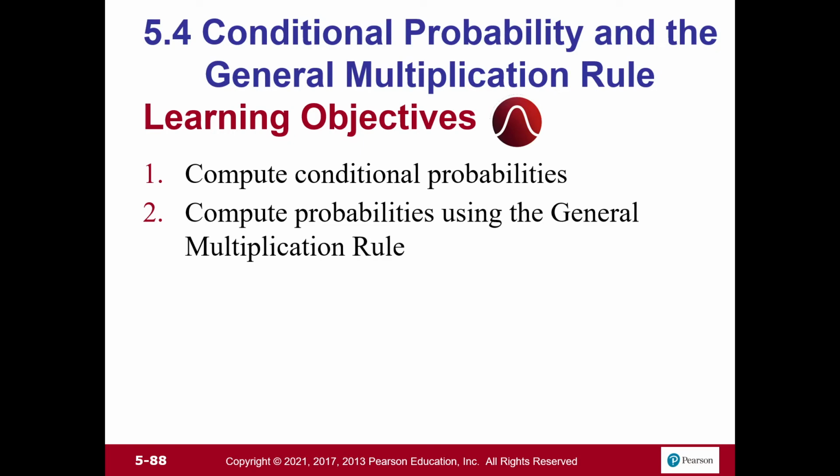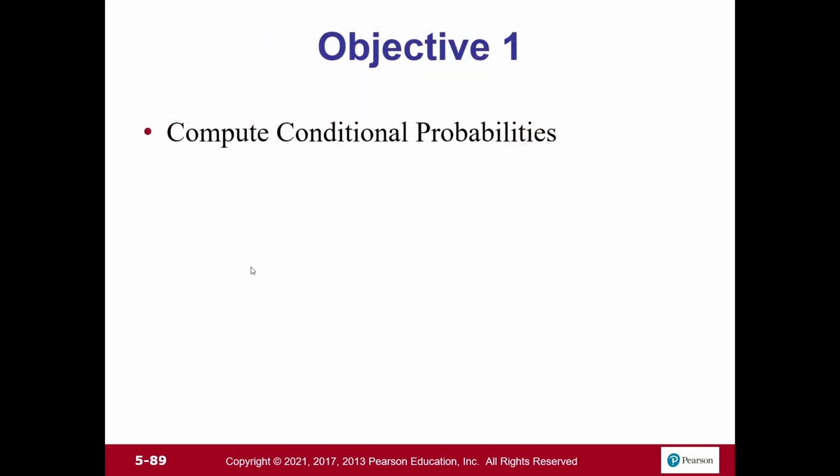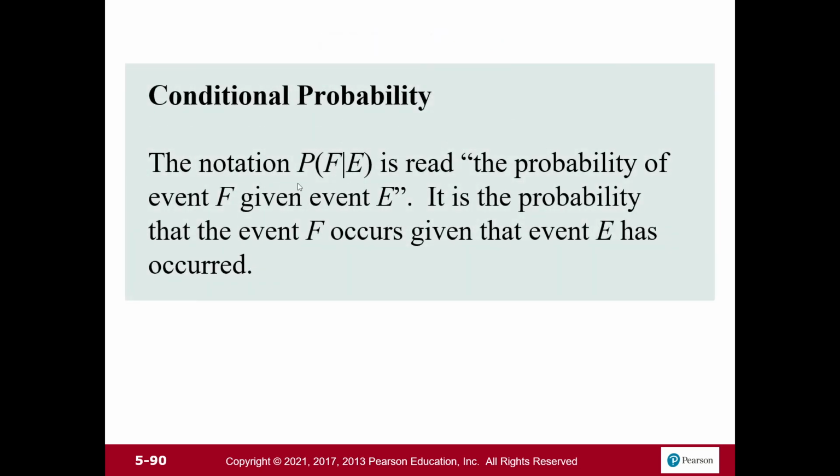Section 5.4, conditional probability and the general multiplication rule, will be explored in this particular section. Let's dive in. Compute conditional probability. So we do have a different notation. This is the probability of F given E, and it's read as the probability of event F given the event E. It is the probability that the event F occurs given that event E has occurred.